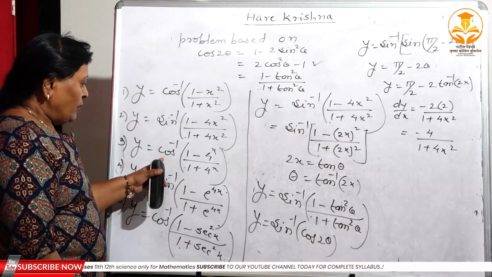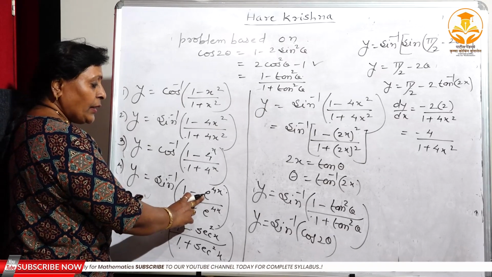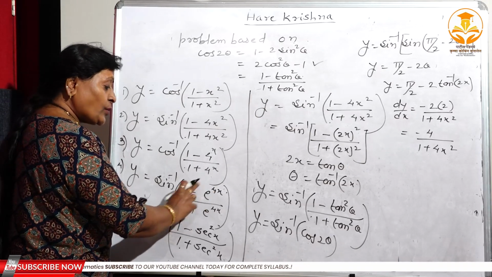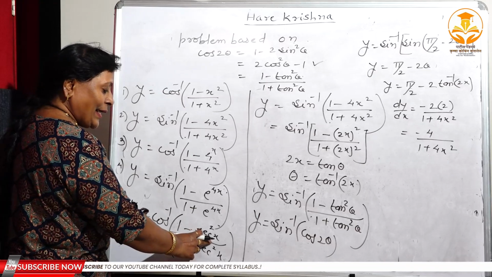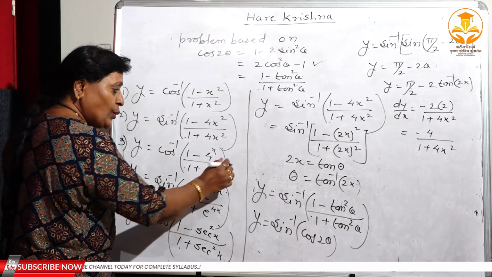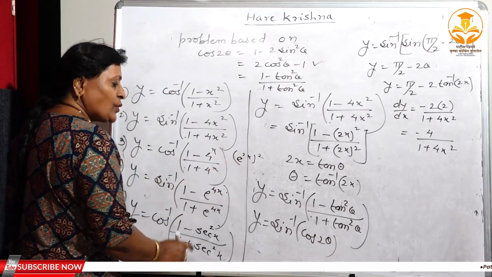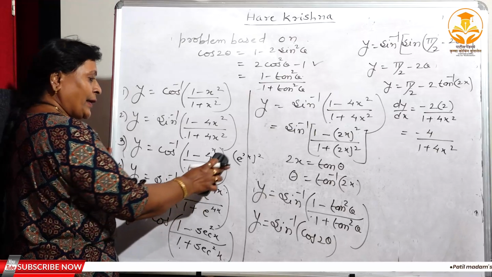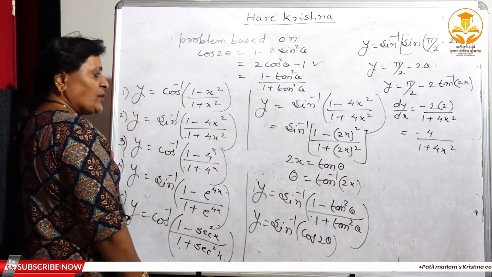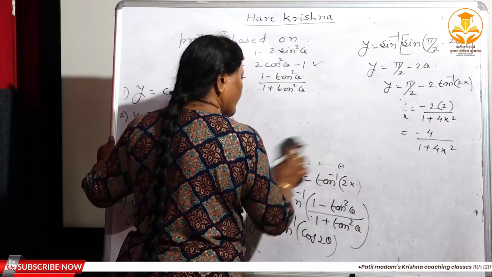Now I will take the third one, right? Here you can write e raised to power 4x, that is e raised to 2x whole square, and here sec x is equal to, you can substitute as a cos theta, and here e raised to 2x whole square means what here? 4x. Therefore e raised to 2x you have to substitute as a tan theta, and here sec x you have to substitute as a tan theta, right?